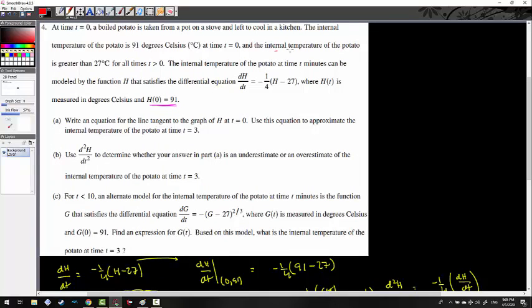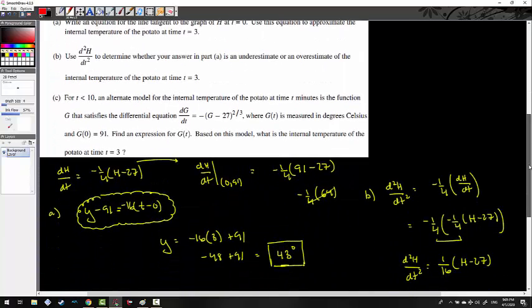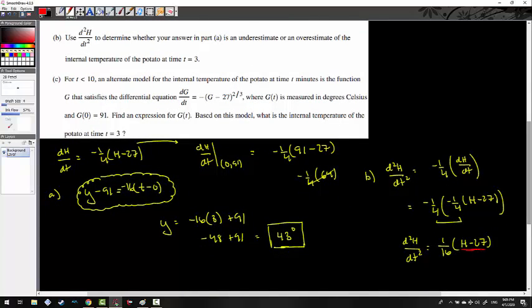It says the internal temperature of the potato is greater than 27 degrees for all time greater than 0, which means this expression on the inside here is always positive, because h will always be greater than 27 as long as t is greater than 0. And we're not going back in time. This is not Back to the Future. So we're going to always be positive for the entire expression.